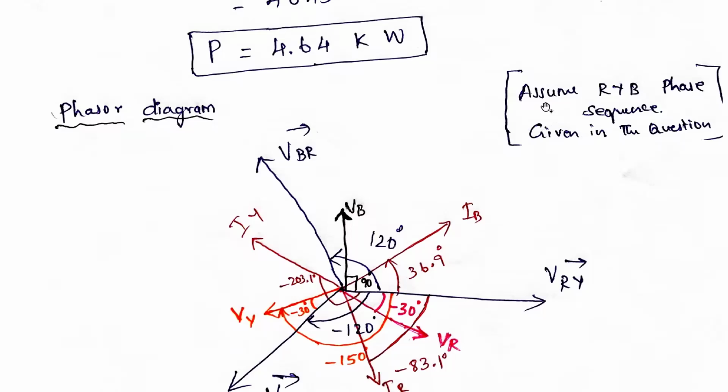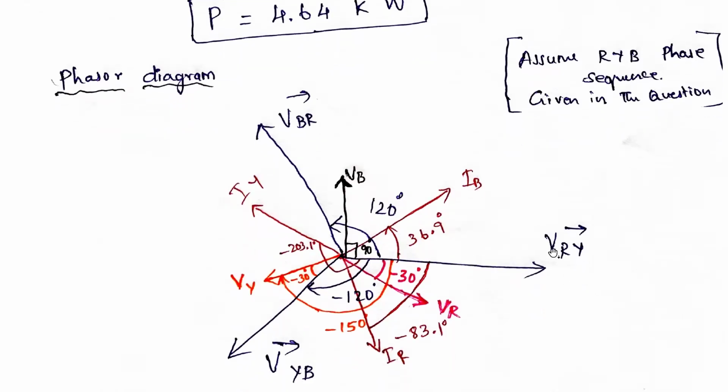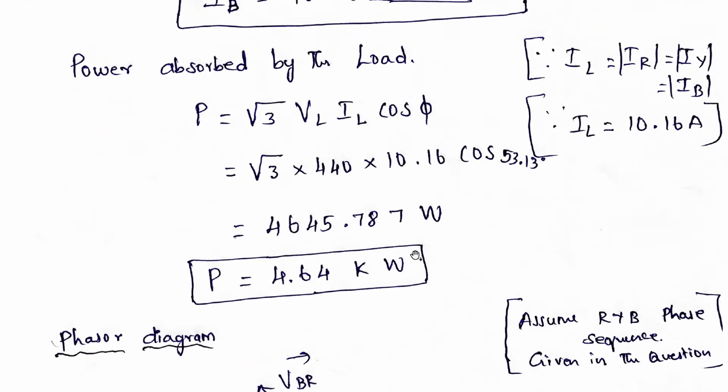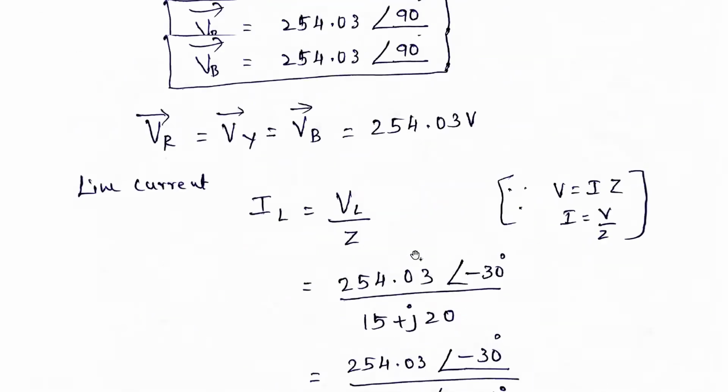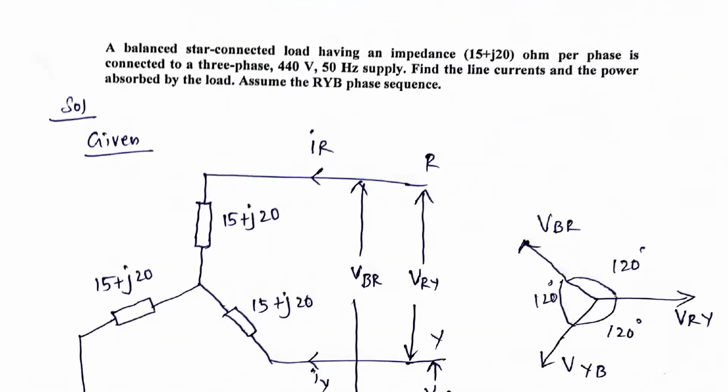Also, in the problem it is clearly given to assume RYB phase sequence, so that phase sequence only we followed in this question also. So this is how you need to draw the phasor diagram for this RYB star connected balanced three phase system.